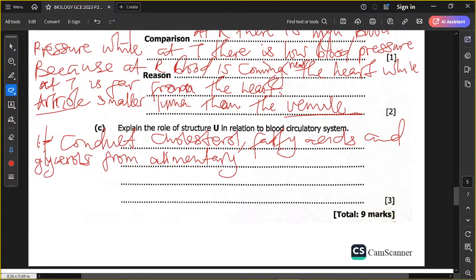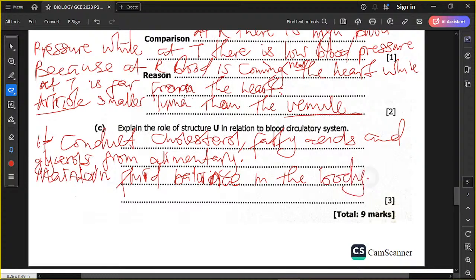All right, the other one. They are giving us 3 marks, so at least we can raise 3 points here. To maintain fluid balance in the body.